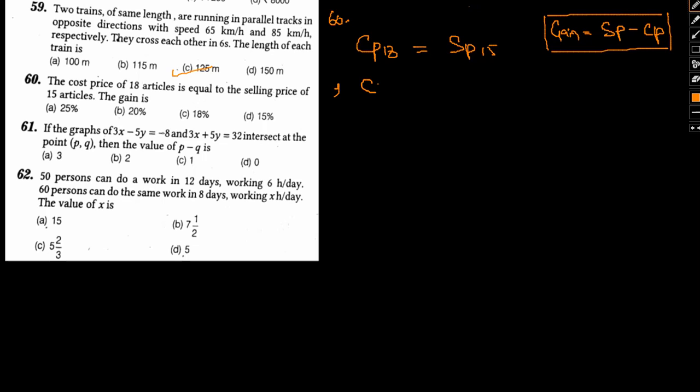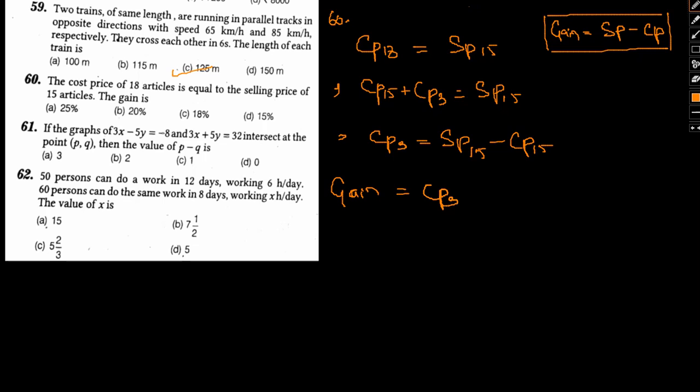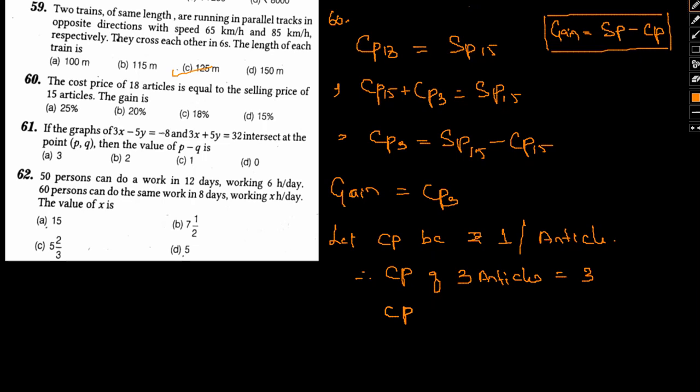So let me do one thing. CP of 15 plus CP of 3 equal to SP of 15. Therefore, CP of 3 will be equal to SP of 15 minus CP of 15. So therefore here gain is equal to CP of 3. Now let CP be rupees 1 per article. So therefore CP of 3 articles will be equal to 3, and CP of how many? We have 15. So we are talking about 15 articles.